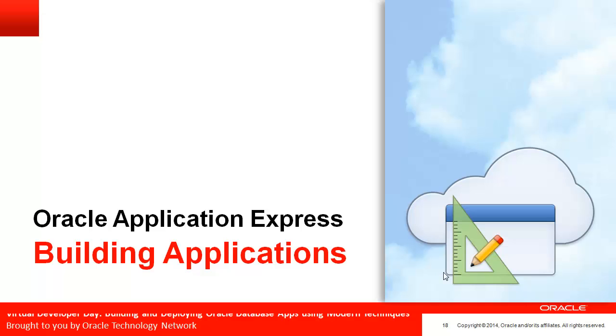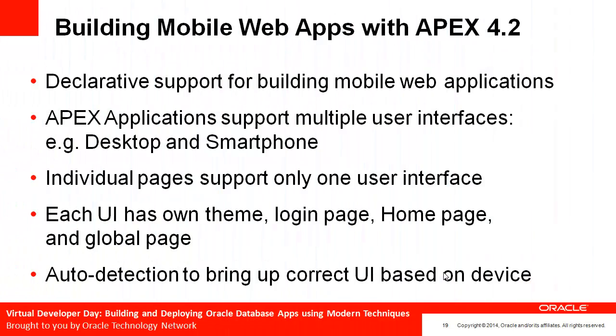Let's get into building applications. So, Application Express provides a declarative framework, and that extends to also being able to build mobile applications. So, within our application builder, you can have multiple user interfaces within a single application, both desktop and smartphone. Each individual page can only support one of those user interfaces. And each user interface has its own theme, a login page, a home page, and also a global page.